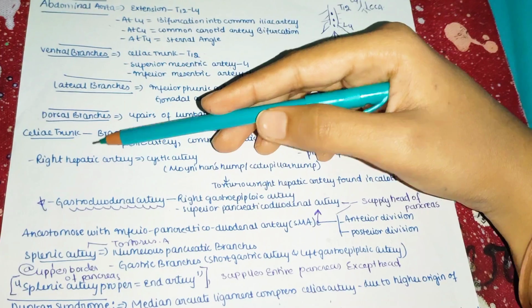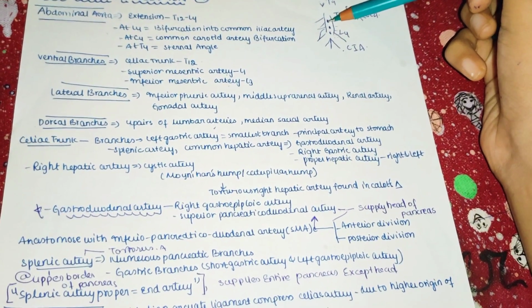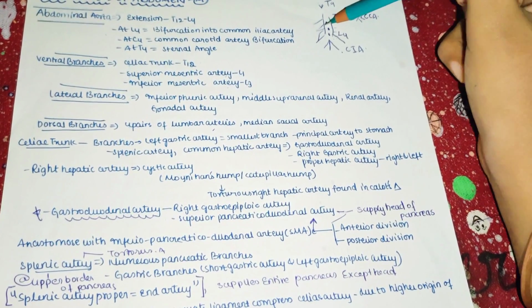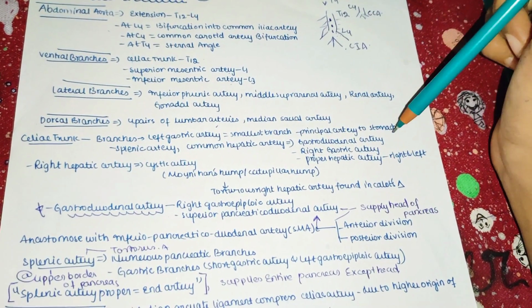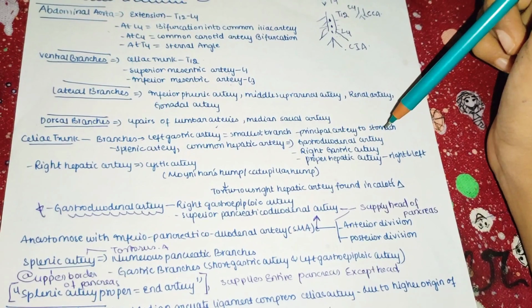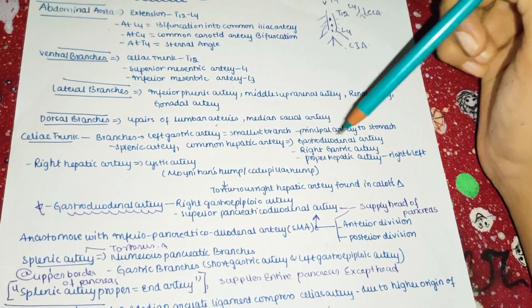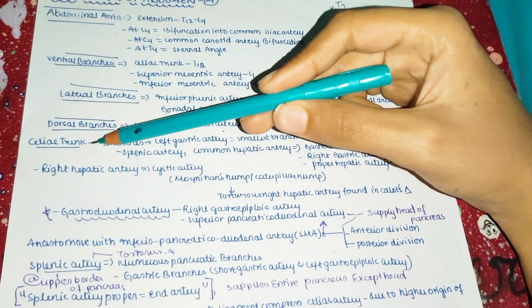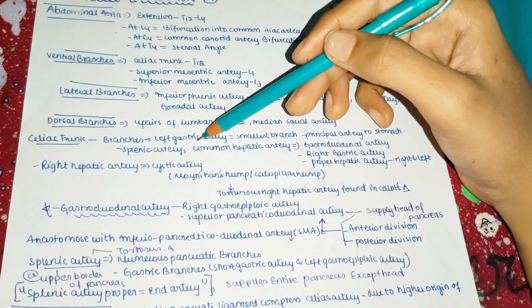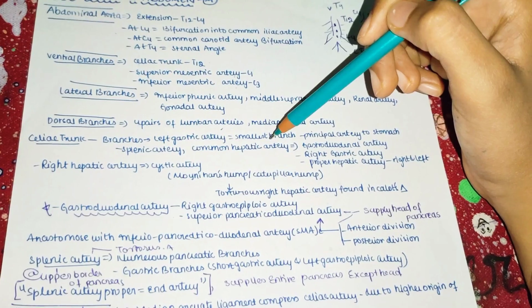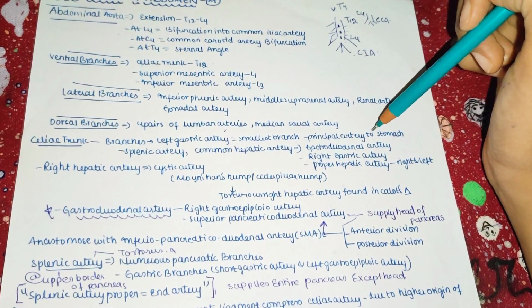Now coming to celiac trunk. The celiac trunk branches are left gastric artery, which is the smallest branch, which is a principal artery to the stomach. If you remember the stomach blood vessels, then you can easily say that all these are related. All the celiac trunk branches are related to the stomach because first one is left gastric artery, which is the smallest branch and it is a principal artery to stomach.